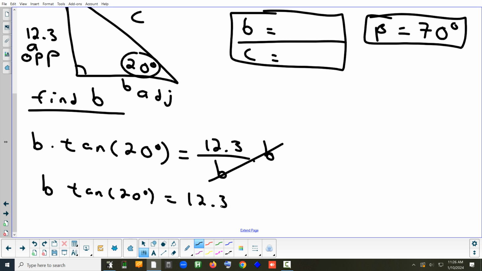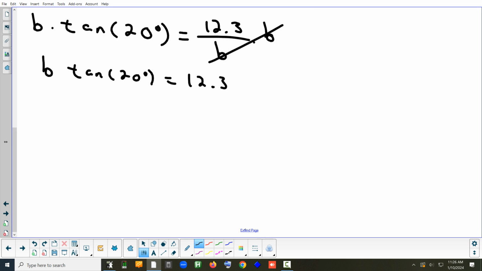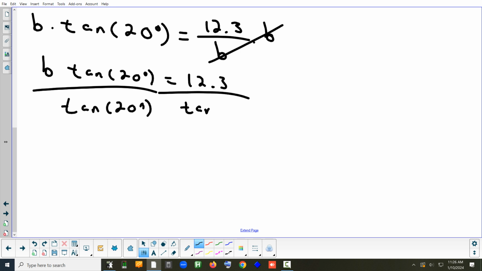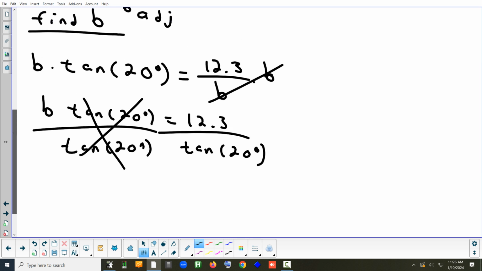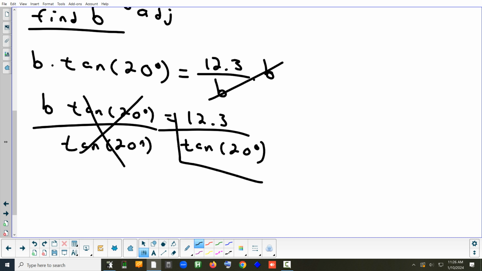So if you want to see why you can just swap the B and the tangent 20, it's because you can multiply both sides by B. That puts the B on the other side, gets rid of it next to the 12.3, and then you can divide by tangent 20. And now you get B equals 12.3 divided by the tangent of 20.